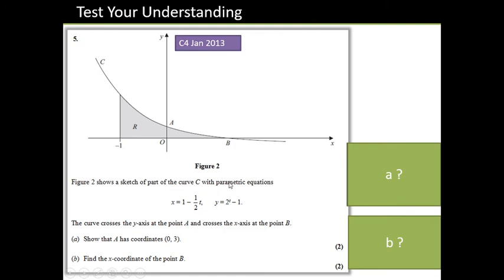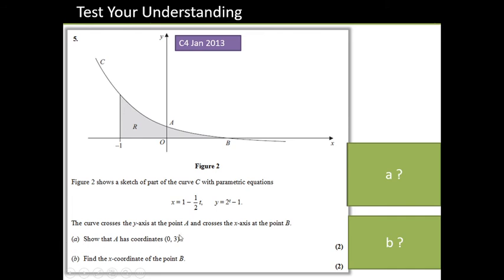I would have a go at pausing the video now and having a go at this test your understanding question. Okay, hopefully you've had a chance to have a go at this problem. What we asked, the curve crosses the y-axis, so we know x would be 0 at the point A, and crosses the x-axis at the point B. So at the x-axis we know that y was equal to 0. Show that A has coordinates 0, 3.